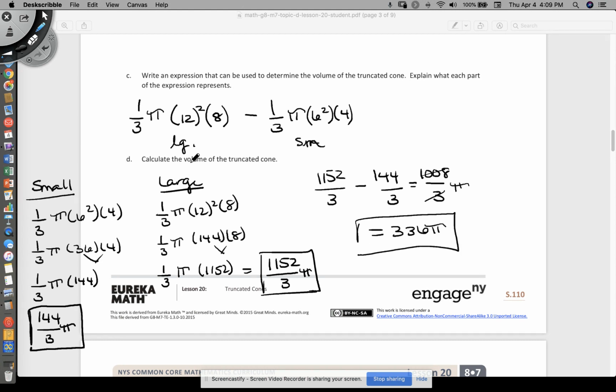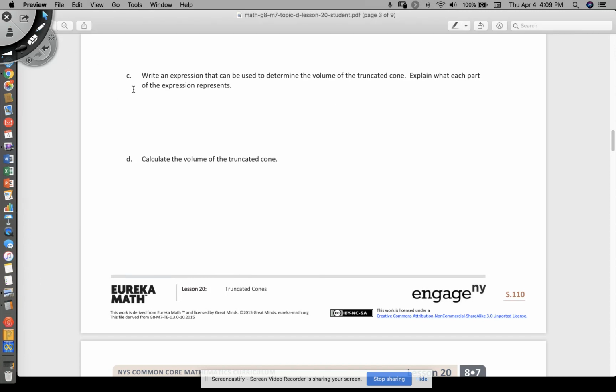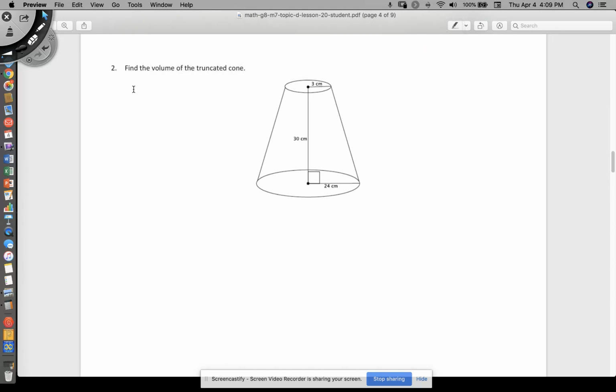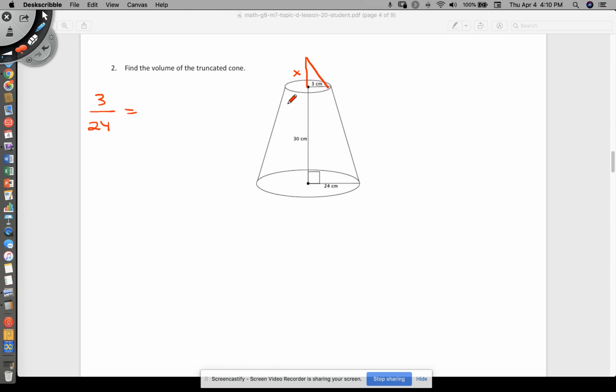All right, let's go to number 2. I'm going to start you off on this one, and then you're going to finish it up. So the first thing we want to do is extend out this top part. You're okay if you just want to make it into a right triangle, just so you know that there's actually 2 heights there. So I'll set up your proportion. Again, we're going to do radius over radius. So that's 3/24 equals x over x plus 30.